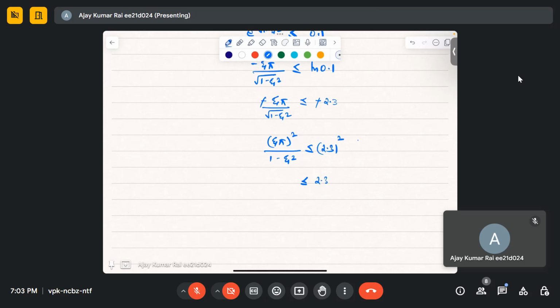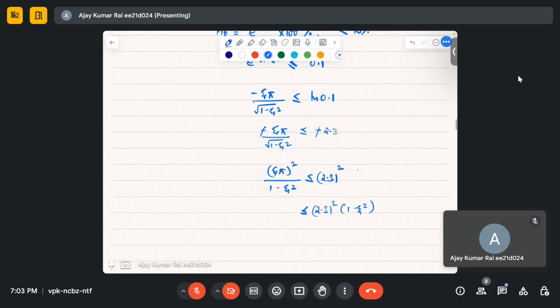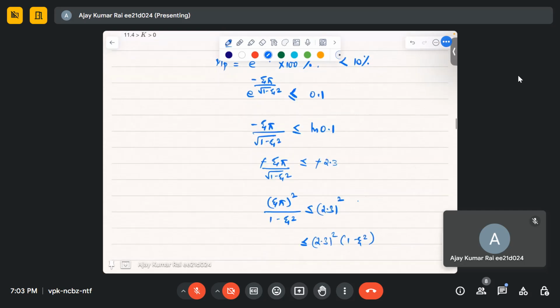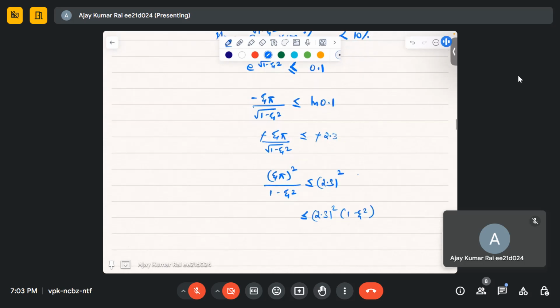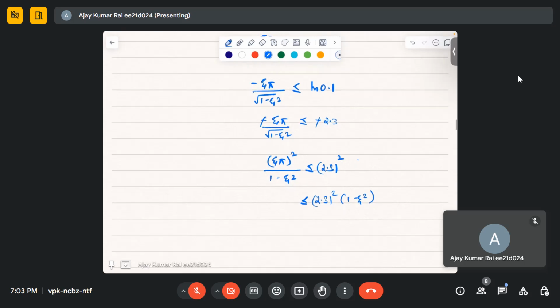Sir, it becomes greater than, sir, when you cancel minuses. How much are you getting finally? Sir, if you cancel minuses, we will get greater than. Oh, which one? You cancelled minus, no, sir. Okay, this one. Minus zeta pi by root of 1 minus zeta square is less than or equal to 2 minus 2.3. Okay, you're saying if you cancel this operation.